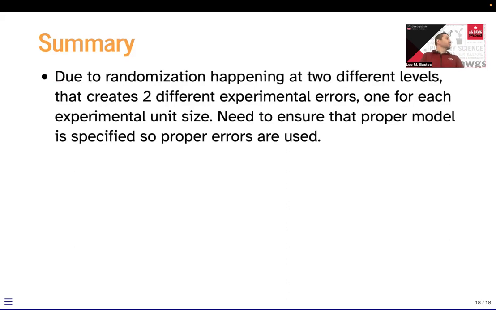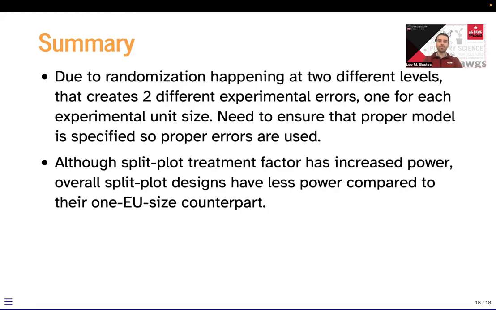And because we're doing this randomization in two different levels, that creates two different error terms that we have to make sure we specify in the model. So the model uses the correct error to test different effects. And again, normally we use split plots because we have to, because if you did not have to, you could just not do a split plot, you would be better off. But if you're limited by area or resources, then we use split plots in that case.